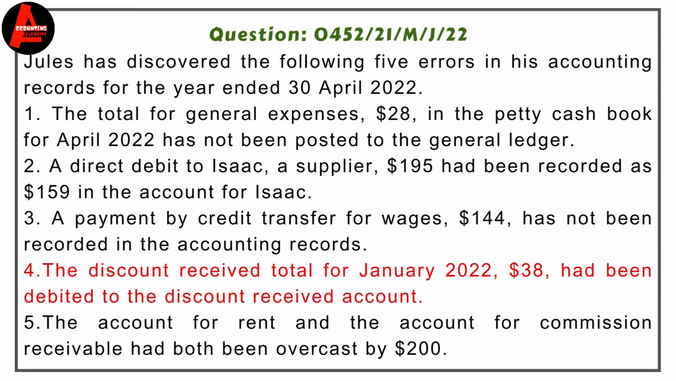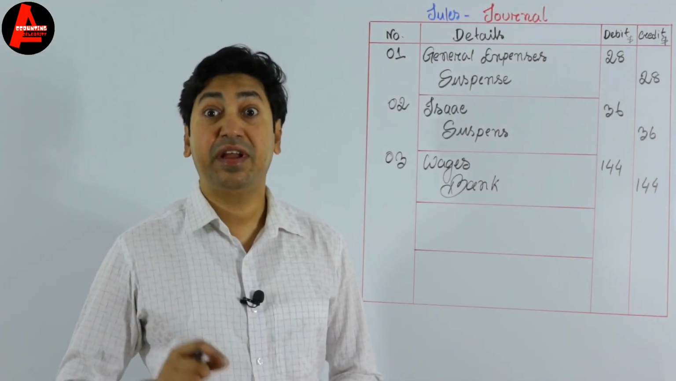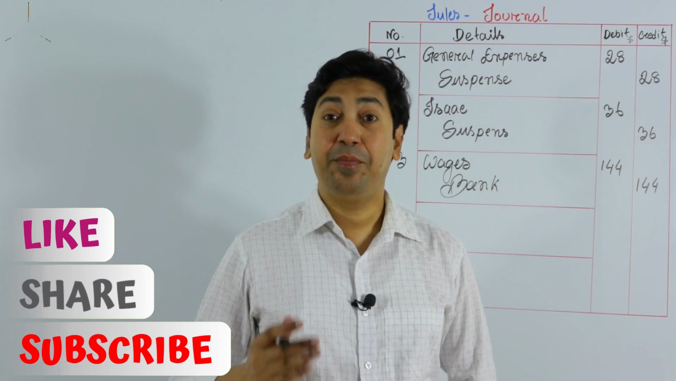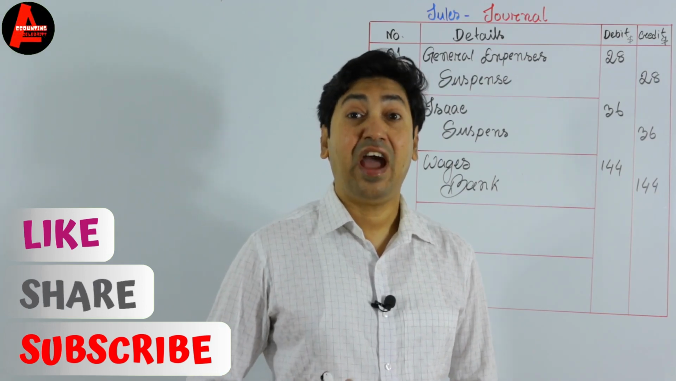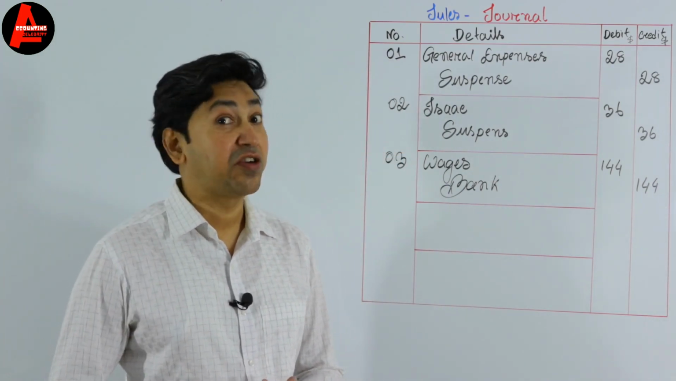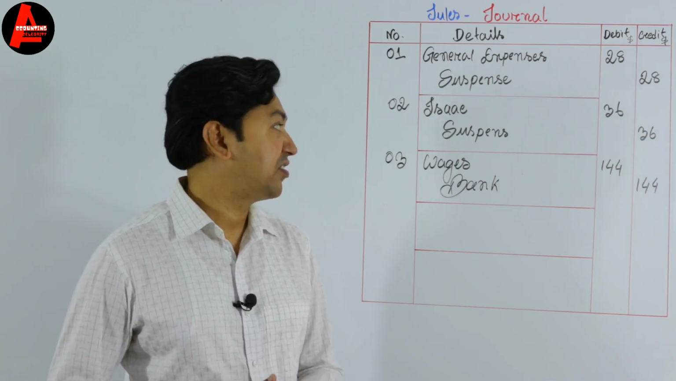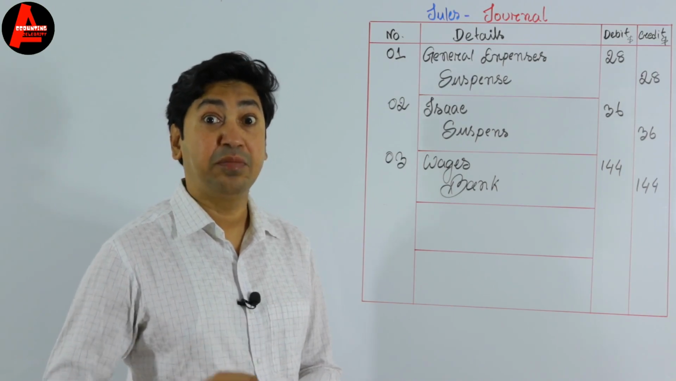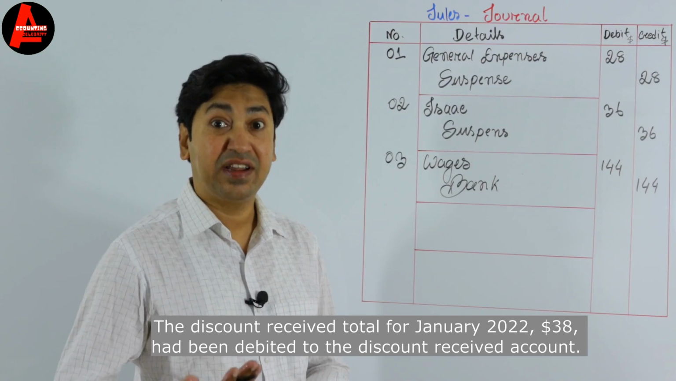Now number 4 here, what is written? The discount received total for January 2022, $38, had been debited to the discount received account. So discount received is an income account. Income is a normal credit account, but here by mistake this account had been debited by $38. So this will be credited but here debited, so opposite. To rectify, as this is debited mistakenly, now we have to credit this account.